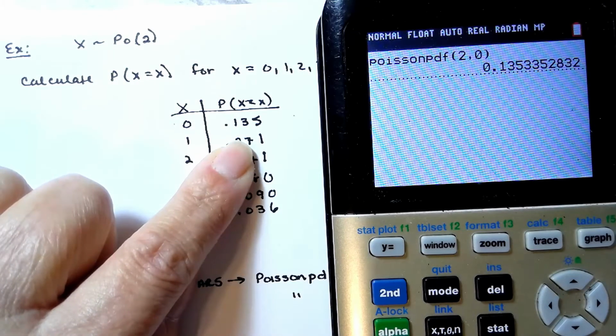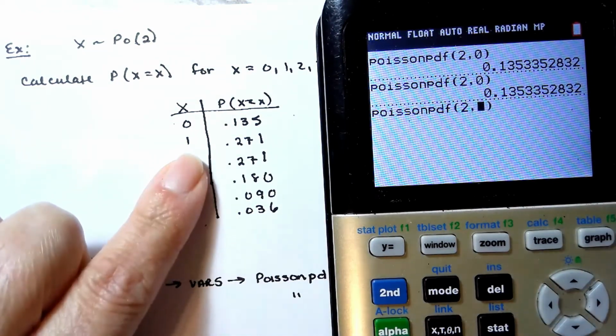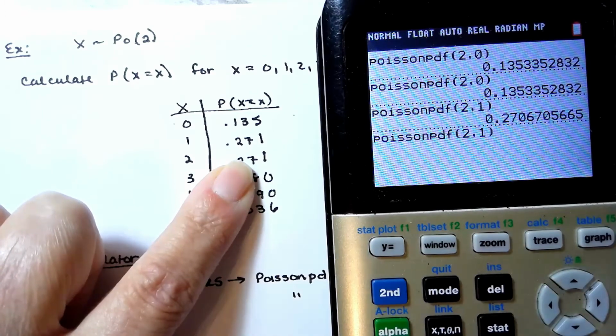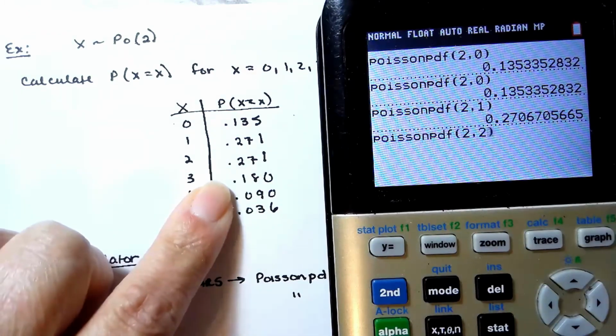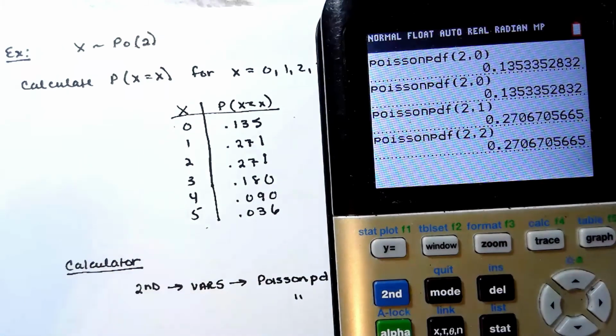Okay, I'm going to just press enter again, and that'll copy and paste. And now I want to know what this is when x is 1, and it's 0.271. Second enter, I want to know when x is equal to 2. Okay, second enter, 0.271, and so on and so forth to get those values.